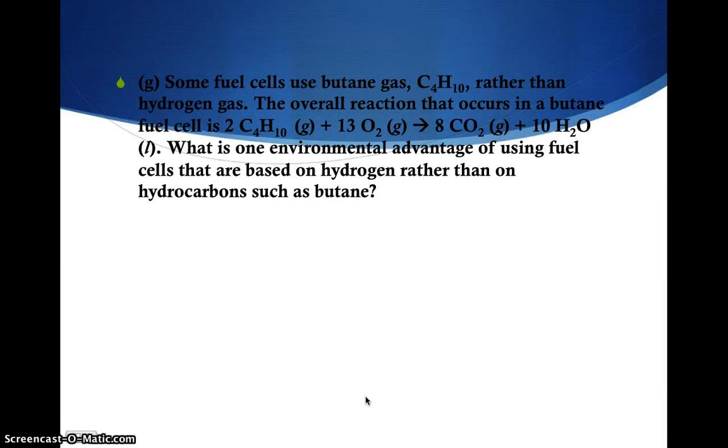So letter G, some fuel cells use butane gas, C4H10, rather than hydrogen gas. The overall reaction that occurs in a butane fuel cell is 2C4H10 gas plus 13O2 gas, yielding 8 CO2 gas plus 10 H2O liquid. What is one environmental advantage of using fuel cells that are based on hydrogen rather than on hydrocarbons, such as butane?